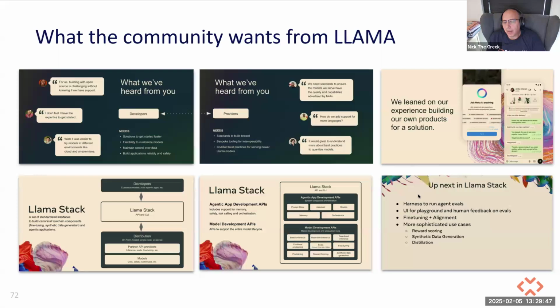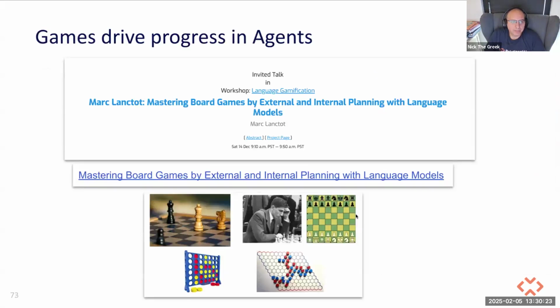Now, if you see, when they talk about up next in Llama Stack is a harness to run agent evals. That's what AutoGen does. UI for playground and human feedback on evals. So what I'm trying to say is that this talk is mostly about what they've done with Llama, and I think they felt the need to be in that arena and have something to say. So I think the takeaway from this talk is what is coming up next. Llama, I don't think, is really geared around agents as it is. It's a general purpose language model. But I think if they add these things that they're coming up with, it would be an excellent addition.